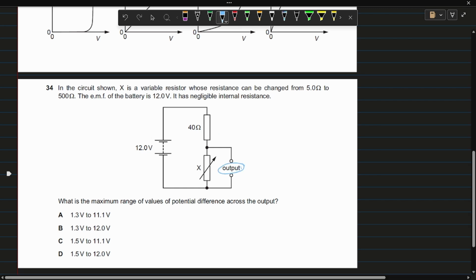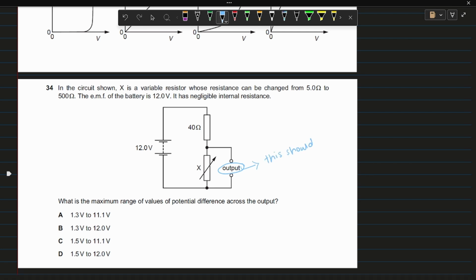When you look at this output thing, our mind should remember that this should be a question related to potentiometer. And questions related to potentiometer are really easy to solve. The only thing we need to solve this type of question is a formula. And the formula related to potentiometer looks like this.